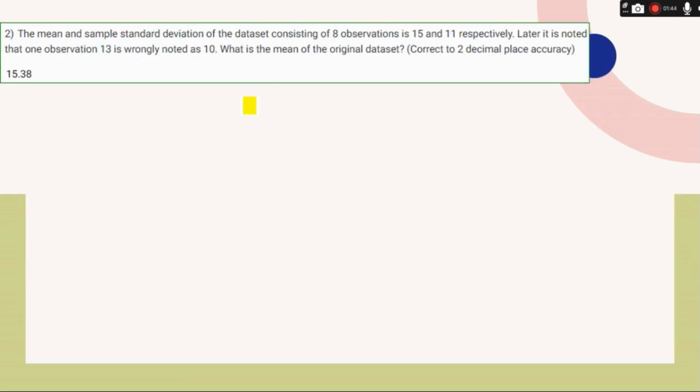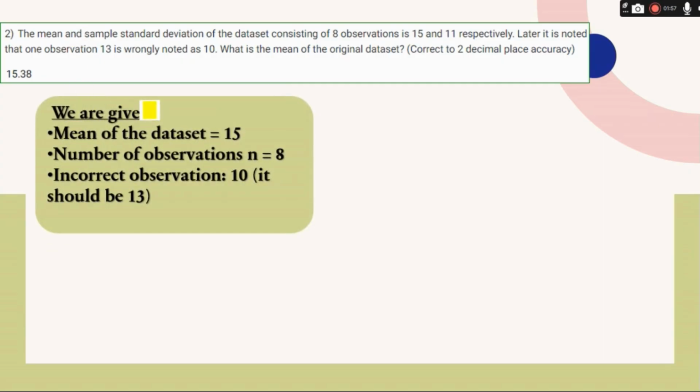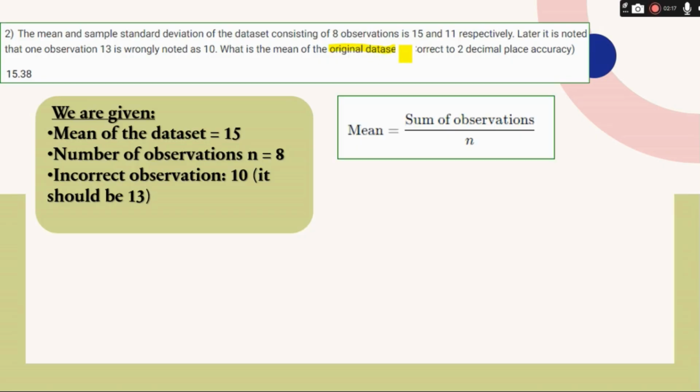Now the second question. In this question we are given the mean of the data set, that is 15, the number of observations, that is 8, the incorrect observation is 10, and it should be 13. So we have to find the mean of the original data set by taking 13 as the correct one.